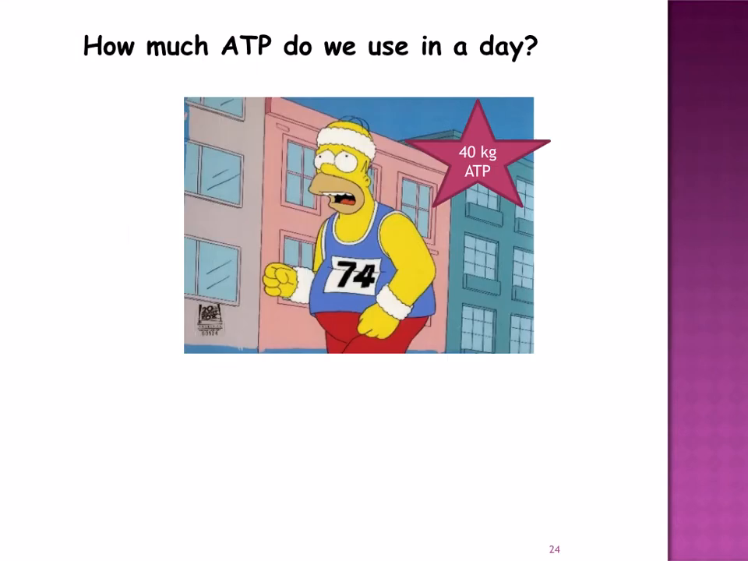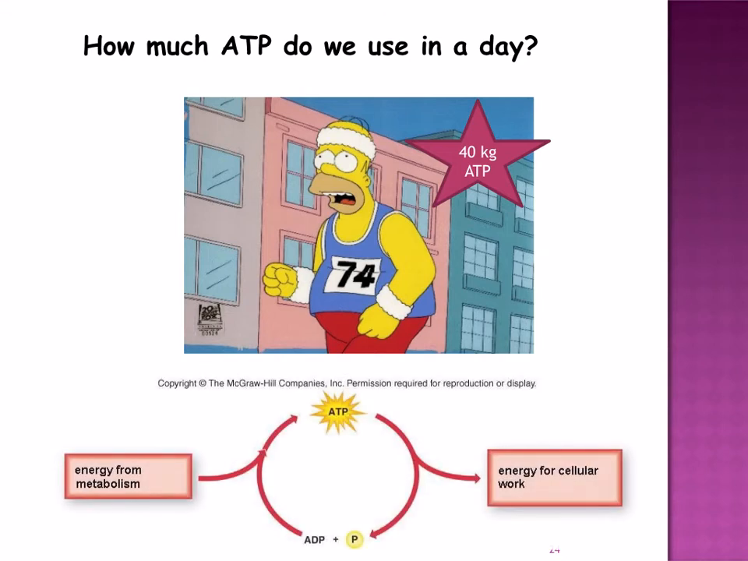So how much ATP do we use in a day? Well, at rest, an average person uses about 40 kilograms of ATP in 24 hours. But at any one time, we've only got about 50 grams of ATP present in our bodies. And during exercise, ATP can be broken down at the rate of 0.5 kilograms per minute. So this means that a single ATP molecule undergoes over 1,000 cycles of synthesis and hydrolysis each day.